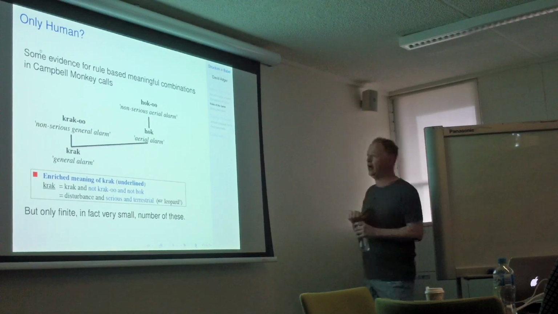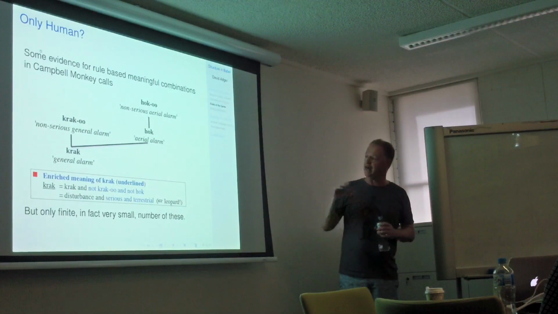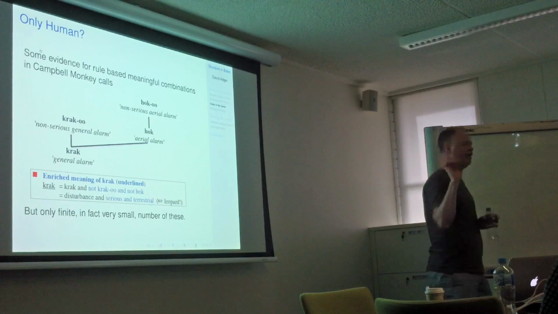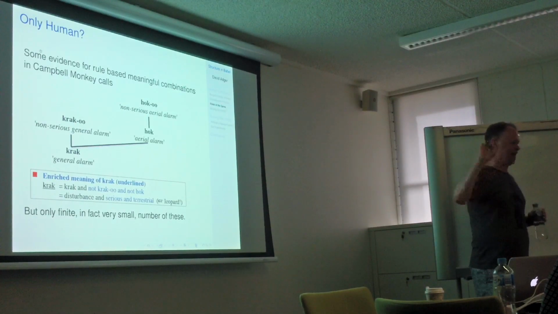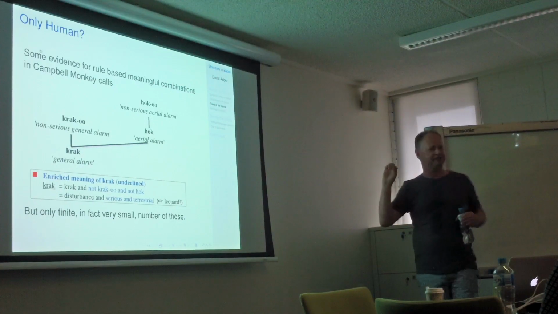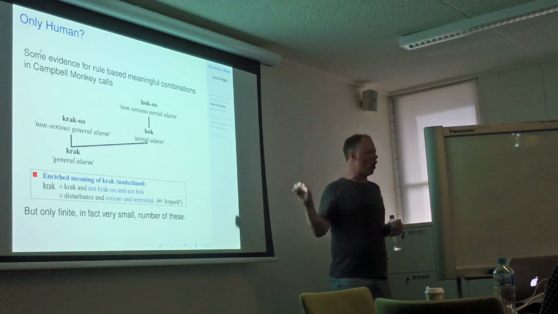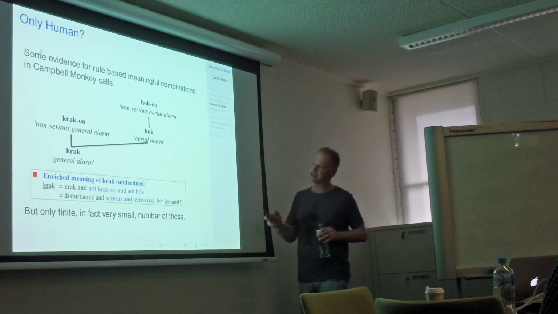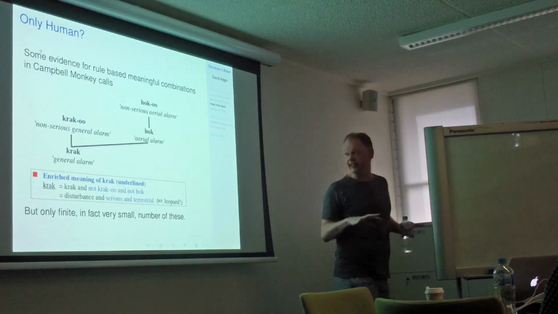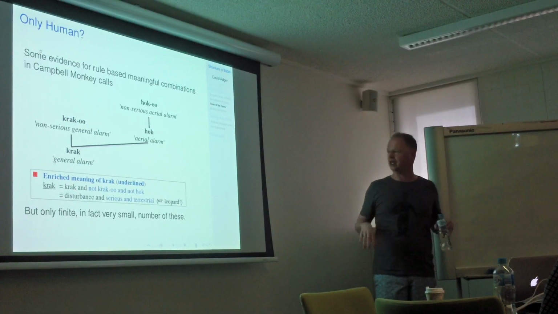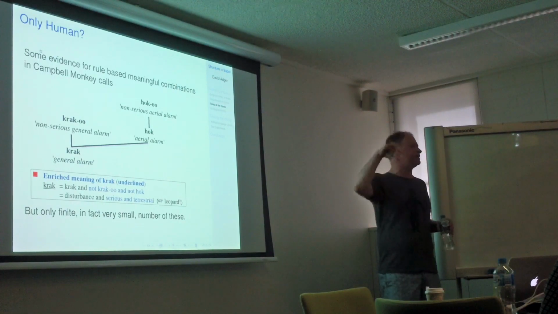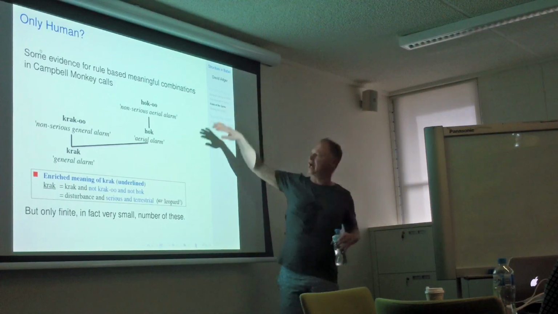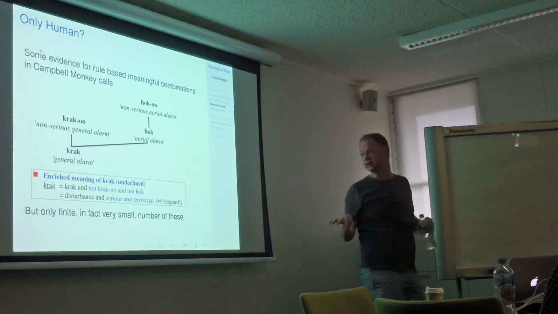So this is work by Schlenker and various other people. And they've argued that, as well as crack and hawk, you have an ooh sound in Campbell monkeys as well. And the ooh sound can combine with crack or hawk in a way where it does the same job. So Schlenker's analysis is that crack is a general alarm, and crack ooh means, oh, it's general but not very serious. Hawk is an aerial alarm, there's an eagle. And hawk ooh means, oh, it's not very serious.